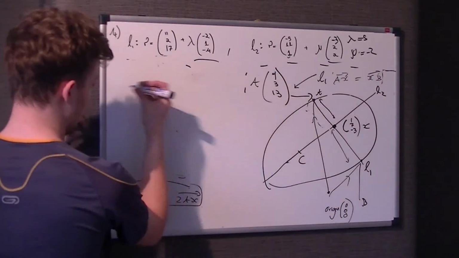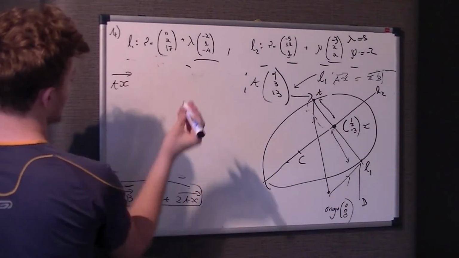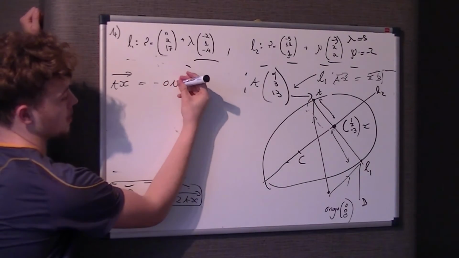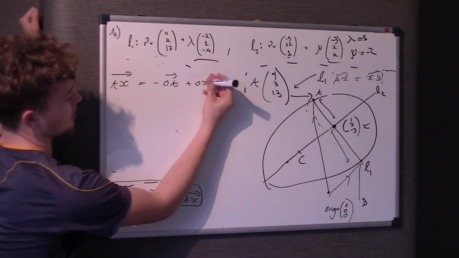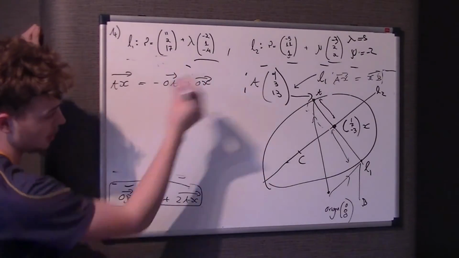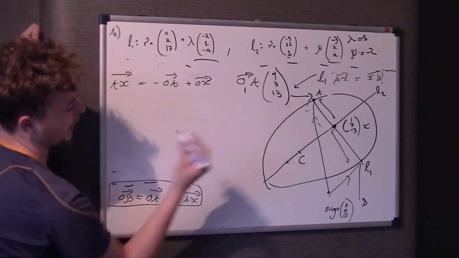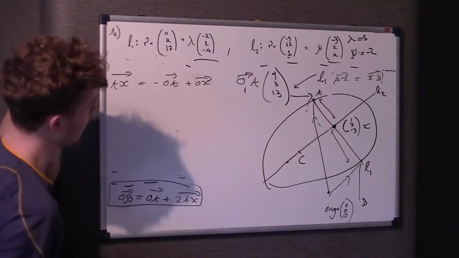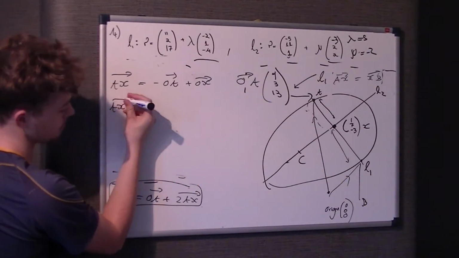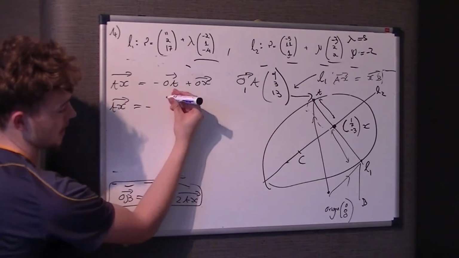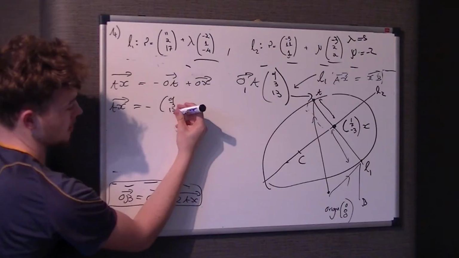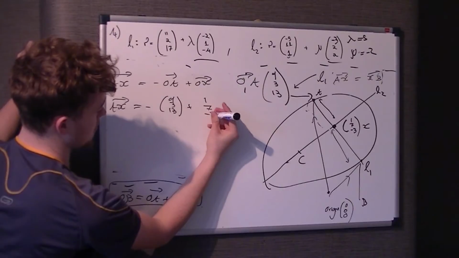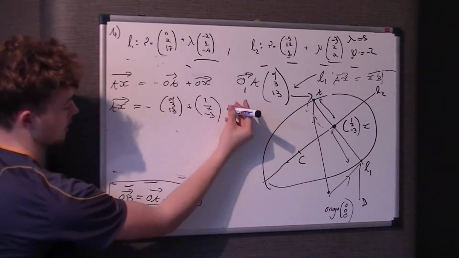So obviously we need to work out A to X. And as a standard thing when you go from one variable to another, it's the negative O to A plus O to X. O to A is this formula over here, and O to X is just the position vector of X. So A to X is equal to the negative of O to A, so negative 9, 3, 13, plus O to X, which is 1, 7, minus 3. And that's just a case of simplifying this down.